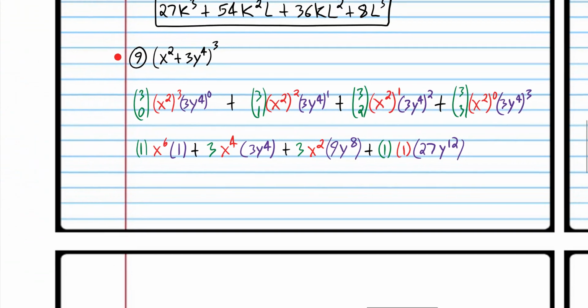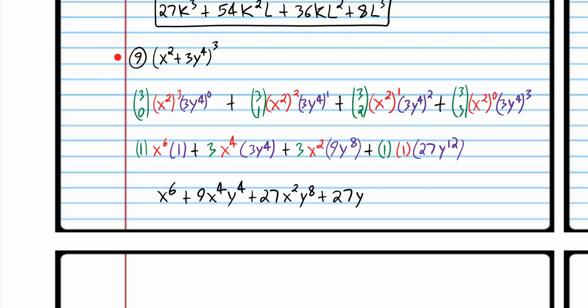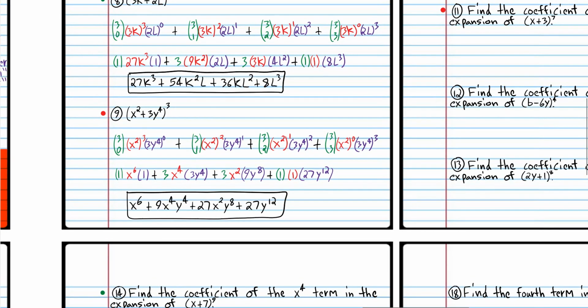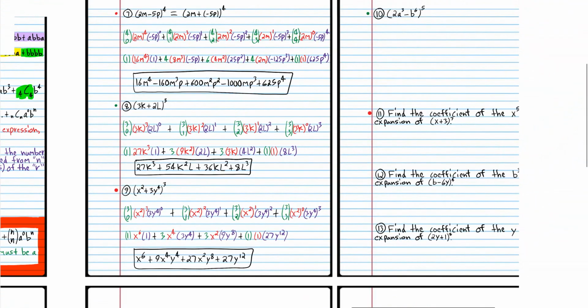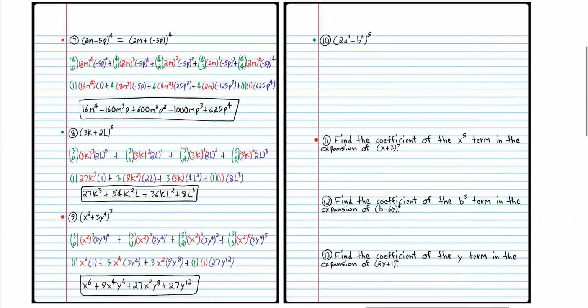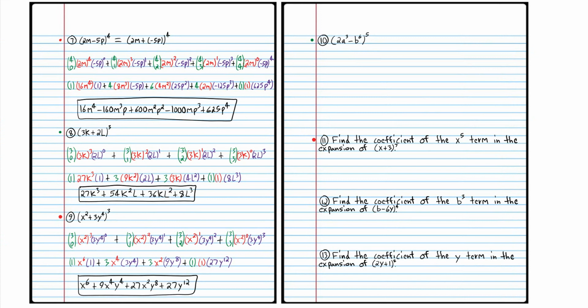Okay, so now we're ready to write the final answer. We have x to the 6th plus 9 x to the 4th y to the 4th plus 27 x squared y to the 8th plus 27 y to the 12th, and there you go. So for that problem, we had to use exponent rule 3 and exponent rule 5 at the same time in some of those expressions.